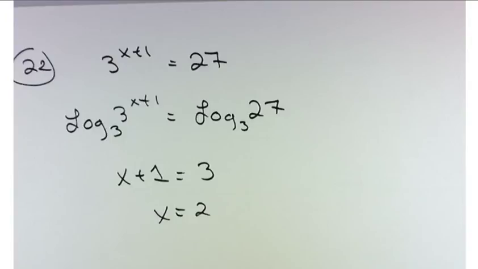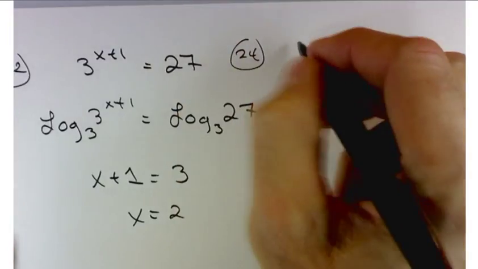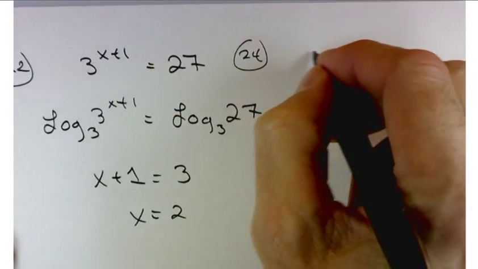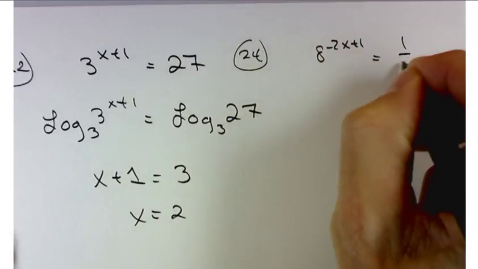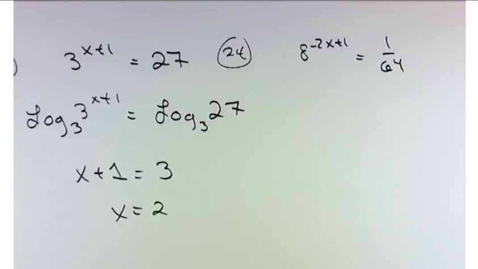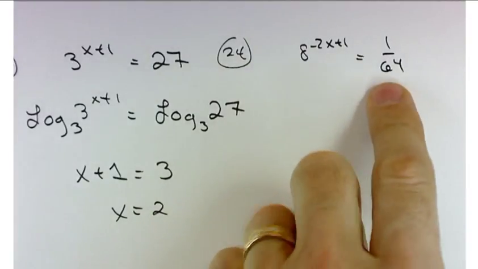Why don't you try problem number 24? Eight to the negative 2x plus 1 equals 1 over 64. My suggestion to you is take the log base what on both sides? Base 8. And the right-hand side should simplify pretty nicely.